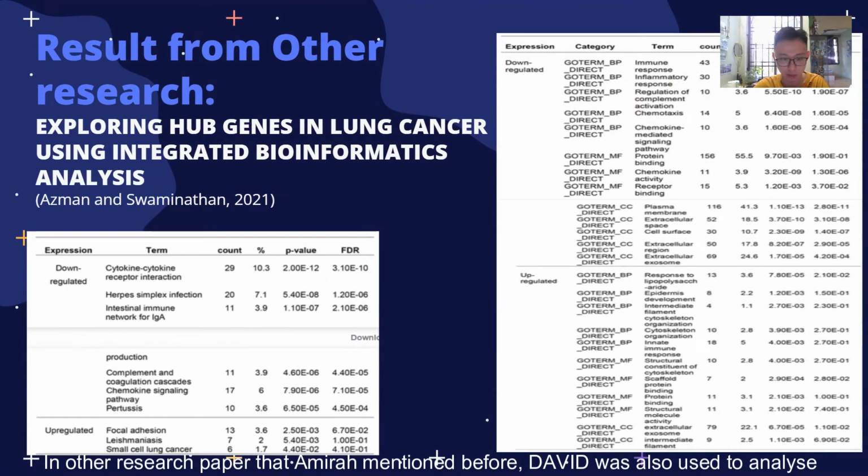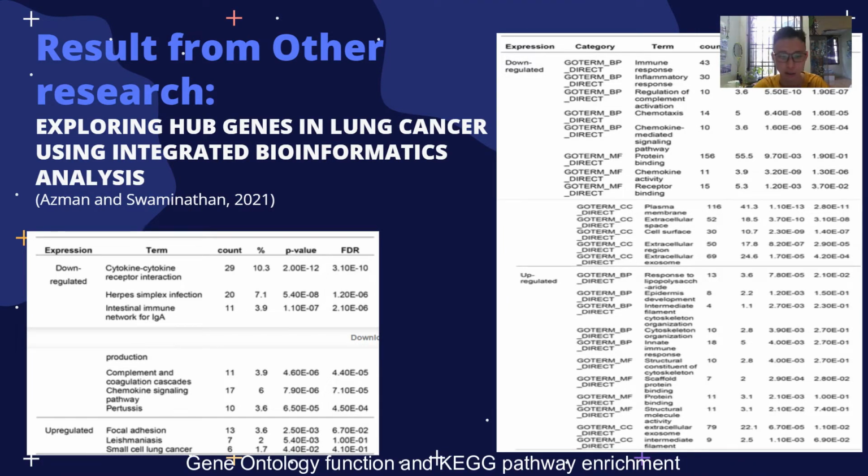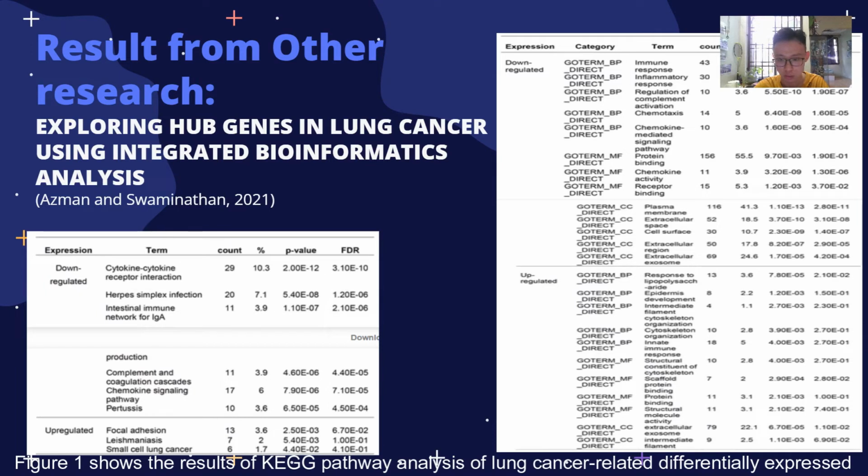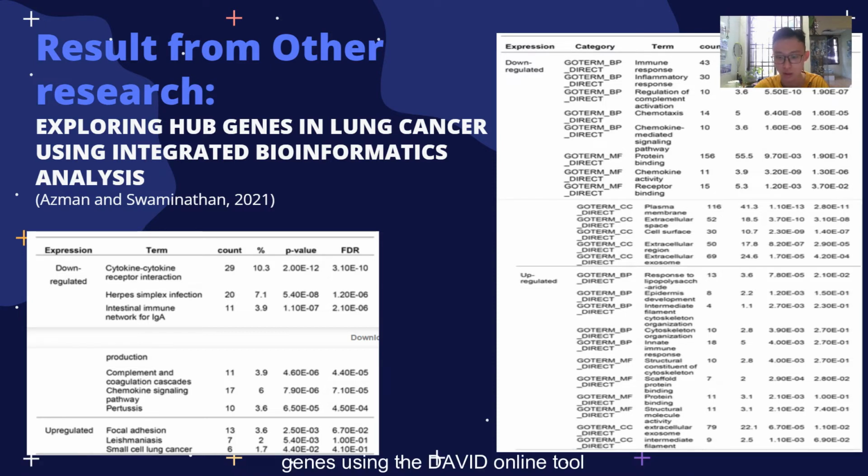In the other research paper that Amira mentioned before, DAVID was also used to analyze gene ontology function and KEGG pathway enrichment. GO analyzes the function of large-scale genomic or transcriptional data, while the KEGG pathway analyzes data about molecular or gene integration network processes. Figure 1 shows the result of KEGG pathway analysis of lung cancer-related differentially expressed genes using the DAVID online tool. Figure 2 is the result of the analysis of biological processes, molecular function, and cellular component using the DAVID online tool. Thank you.